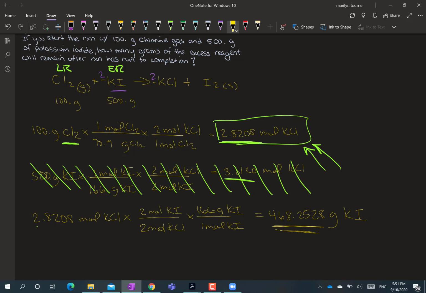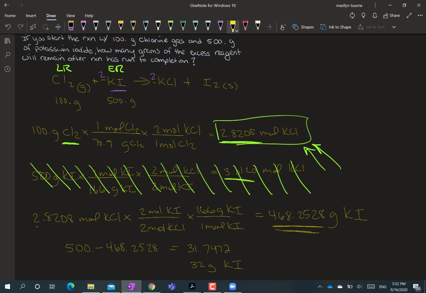If you remember, the problem says how much is left over, how much remains after the reaction is done. So to do that, I would have to take the starting amount, which is 500, minus 468.2528, which means you should get an answer of 31.7472. I would just go ahead and say 32 grams of KI is left over after the reaction goes to completion.